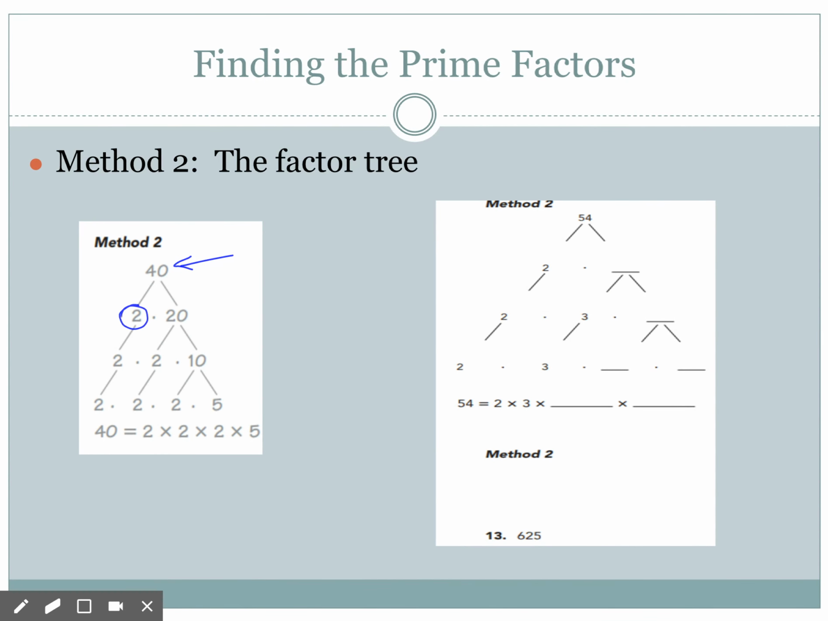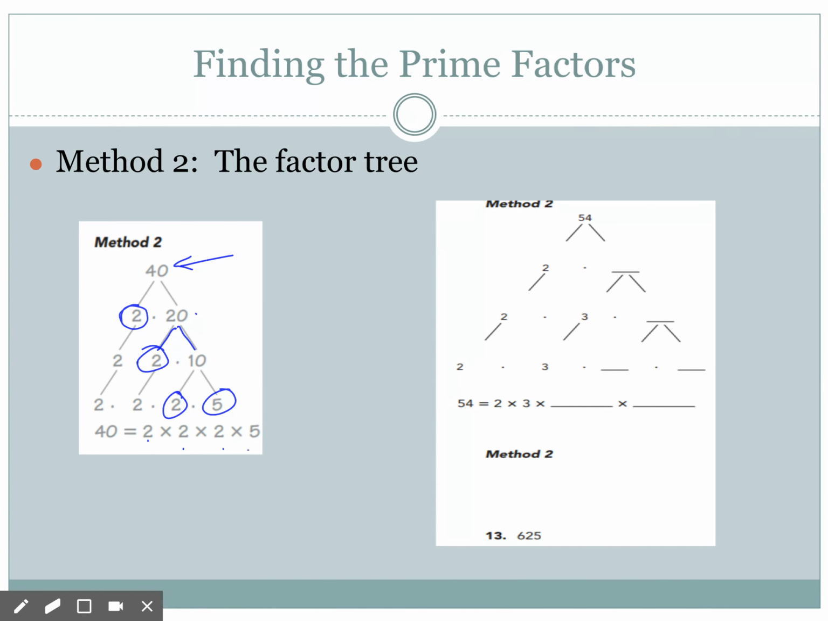They kept going. This is where I would usually circle it and tell myself I can stop because 2 is a prime number. 20 is not, so you keep going into 2 times 10. Again, I would circle that and stop there. And then do 10 into its prime factors of 2 and 5. Whatever numbers I have circled are what is in the multiplication problem.